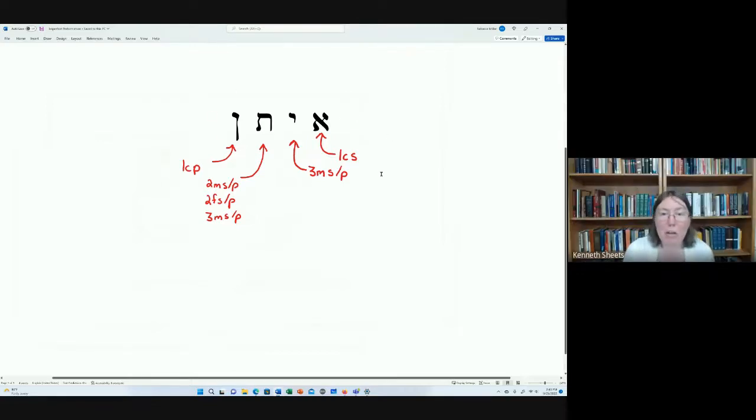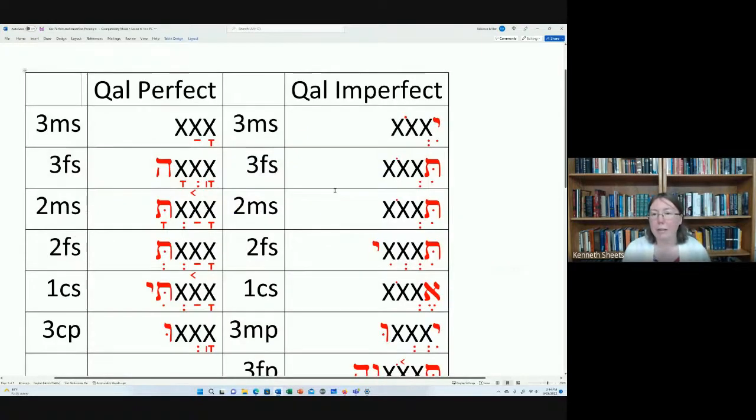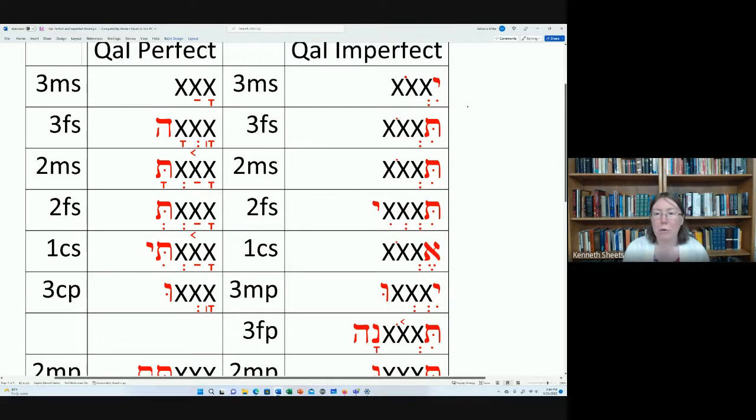So when we were talking about the imperfects, we had noticed that we have this little bit of a mnemonic device. We have the aleph, which signifies first common singular. The nun, which tells us that the verb is first common plural. The yod, that it is third masculine singular or plural, and then the tau, which is everything else, which would be second masculine singular or plural, second feminine singular or plural, and third feminine singular.